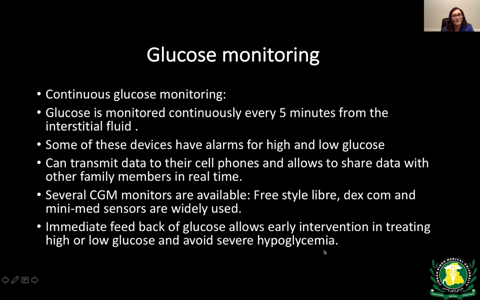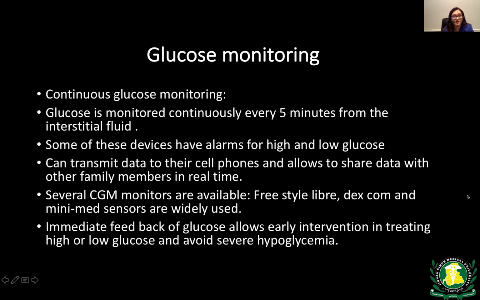Continuous glucose monitoring is also becoming very common, and there's been a widespread use of continuous glucose monitors. Glucose is monitored continuously through these every 5 minutes from the interstitial fluids. Some of these devices have alarms for high and low glucose. Patients can transmit data to their cell phones, which allows them to share the data with other family members in real time.